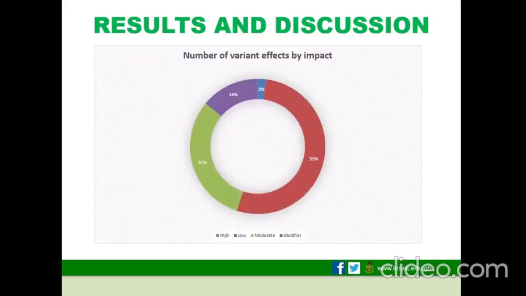And finally, the number of variant effects by impact, whether it's high, low, or moderate, was also determined. We realized that a greater proportion of the variants acted as low impact, and approximately 31% of variants were moderate and a lower 14% acted as modifiers. This makes it easier to group and prioritize variants of interest.